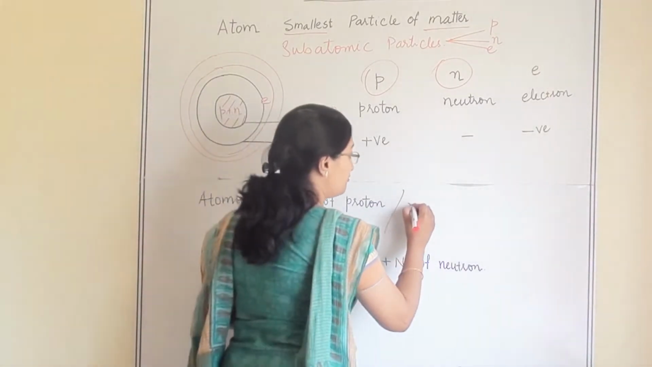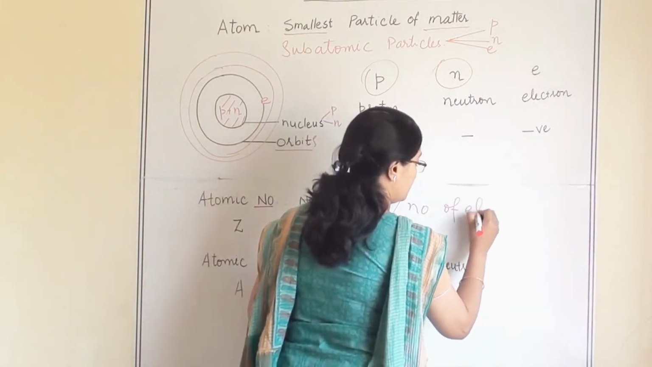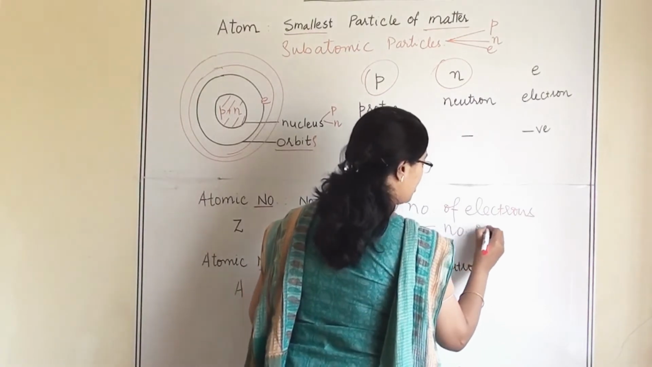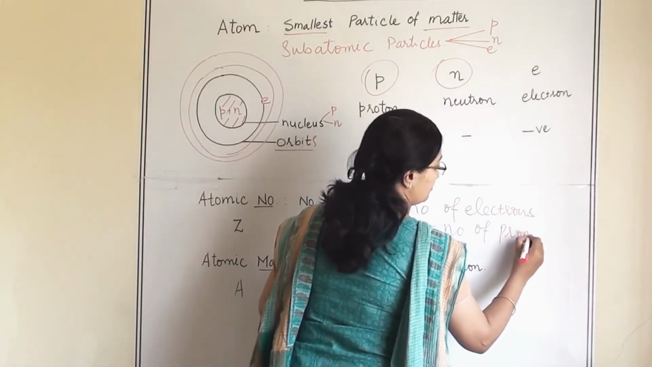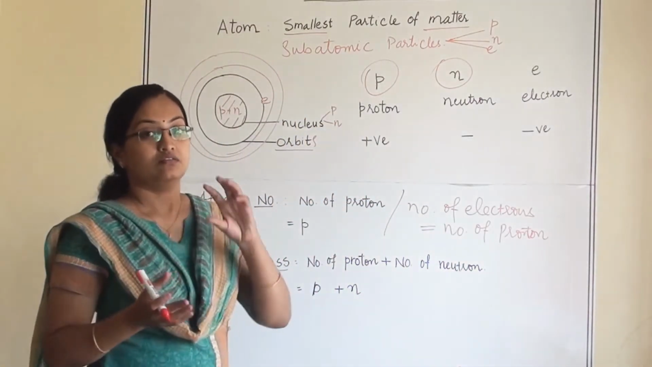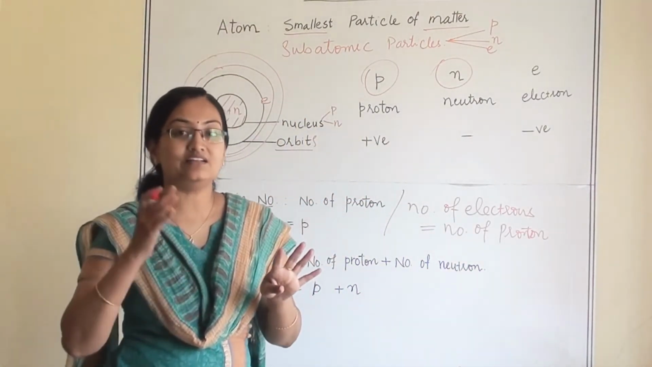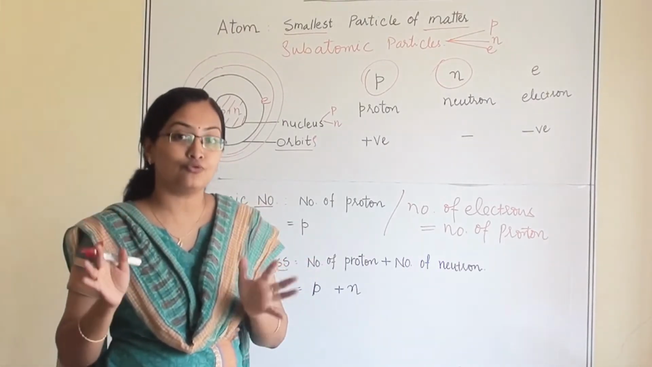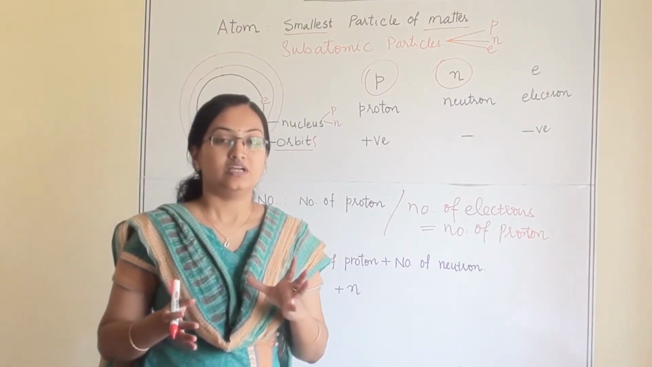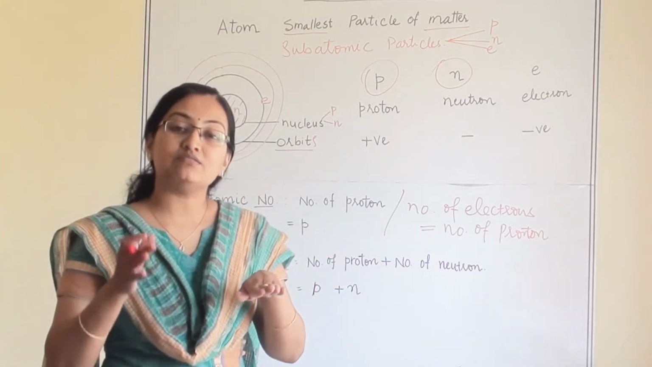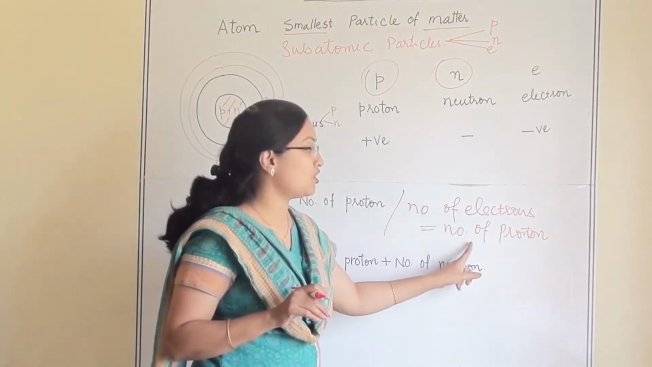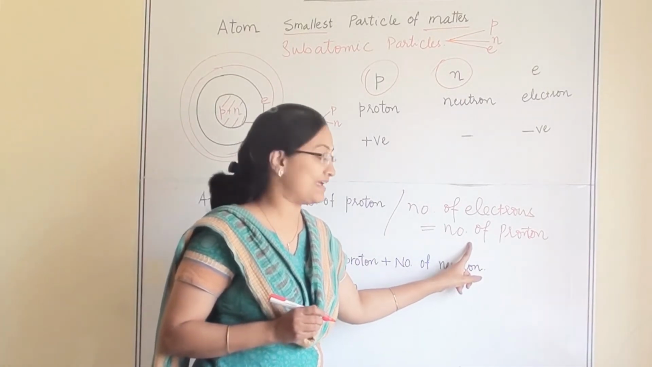Also, the number of electrons is the same as the number of protons. Always in any atom, if there are 4 protons, then the number of electrons is also 4. It has to be equal because our atom is neutral. When is it neutral? When positive and negative charge are equal. So always the number of protons will be equal to the number of electrons.